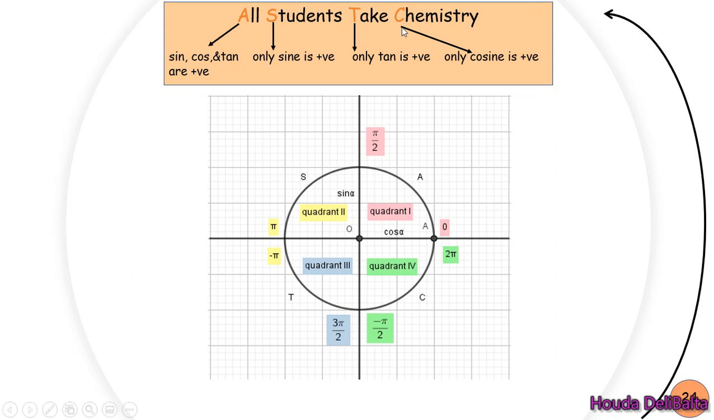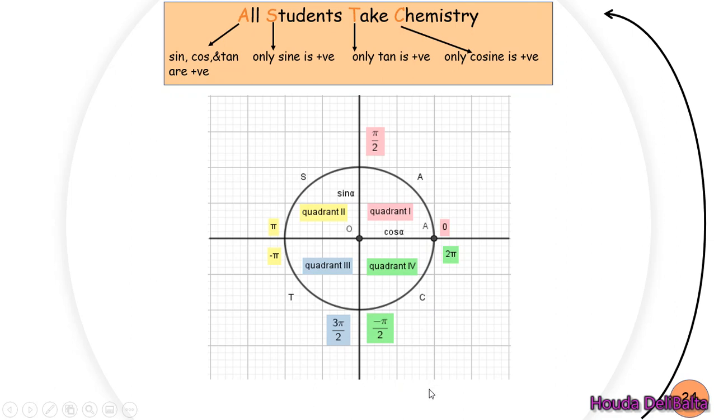Take. The third word refers to the third quadrant, and T goes for tangent. Only tangent is positive in quadrant 3. Sine and cosine are negative, and tangent is the only positive. Chemistry. The fourth word goes to quadrant 4, and C goes for cosine. So cosine in quadrant 4 is the only positive, and the others are negative. So All are positive. Students goes to sine. Only sine is positive here. Take, T for tangent. Only tangent is positive here. Chemistry, C for cosine. Only cosine is positive here.